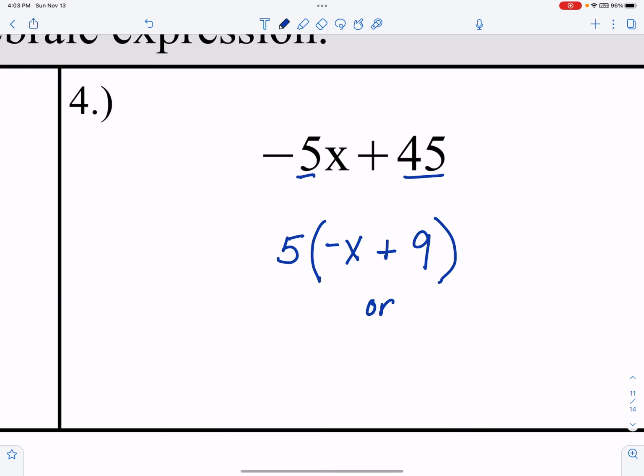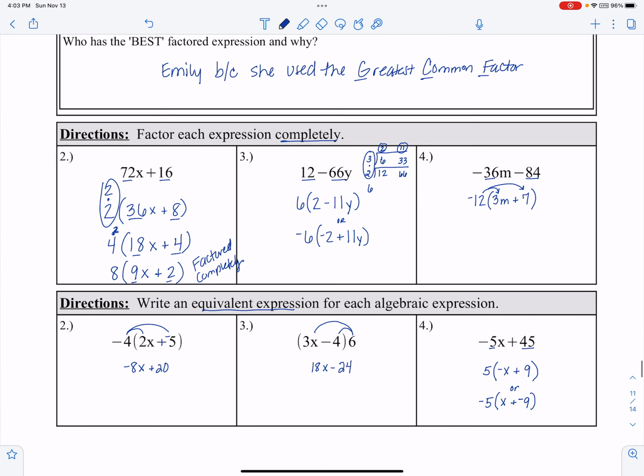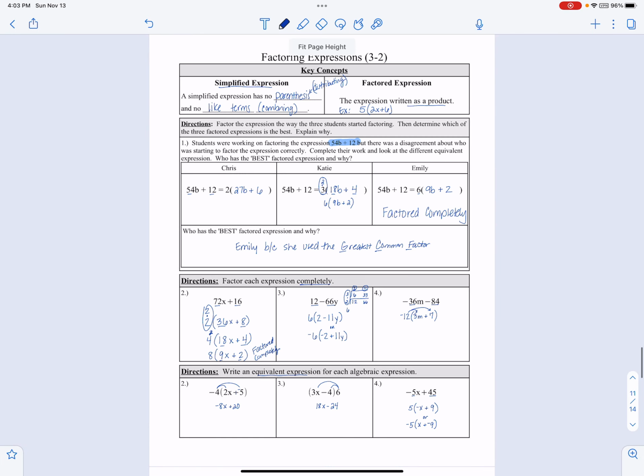Okay, or I could have pulled out the negative 5 and done negative 5 times x to get to the negative 5x. And then I would have to have the negative 9 here so that I have the negative times the negative gets me the positive 45. So both of those are accurate options. All right, that is factoring expressions.